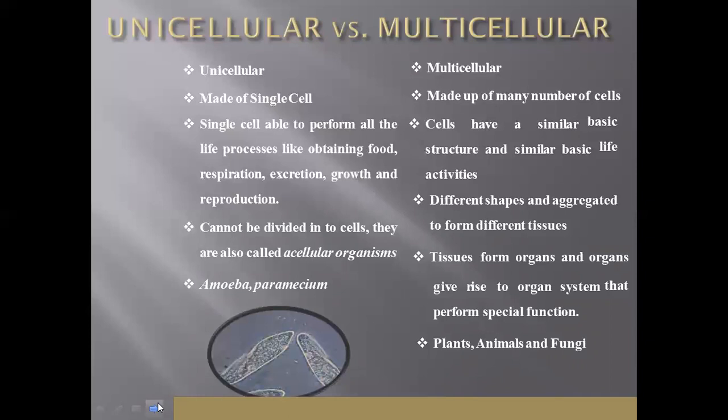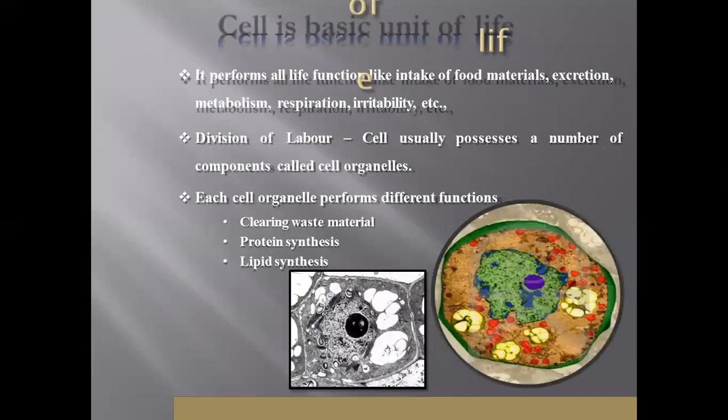On the other hand, multicellular are made up of many number of cells. Cells have a similar basic structure and similar basic life activities. They have different cells to perform different functions like respiration, excretion, growth, reproduction. Different shapes, and aggregated to form different tissues. Tissues form the organs, and organs give rise to organ systems that perform special functions, right? And examples are plant, animal, and fungi.